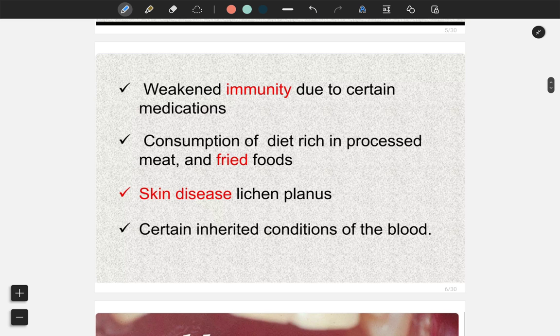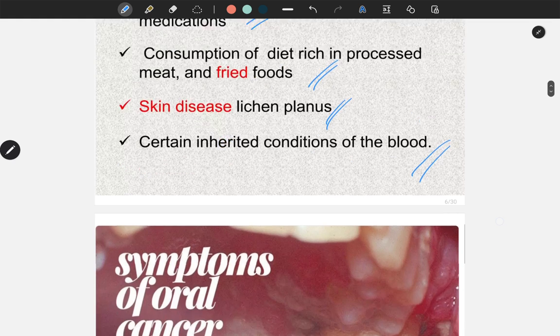Weakened immunity due to certain medications. If the immunity of the body is reduced, that time also, due to certain medications, it can cause oral cancers. Consumption of a diet rich in processed meat and fried foods. It may be spicy food or hot food. Skin disease like lichen planus. Lichen planus should be treated with the help of medicines. So you should visit a dentist to cure the lichen planus, or else it will be converted into a cancerous lesion. Certain inherited conditions of the blood.